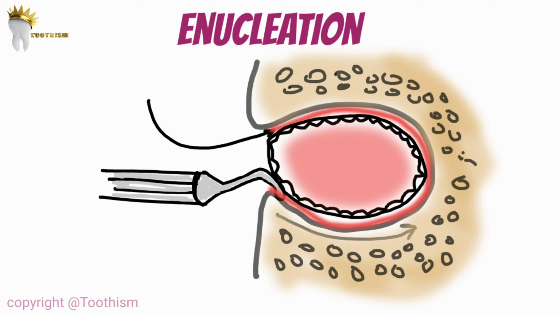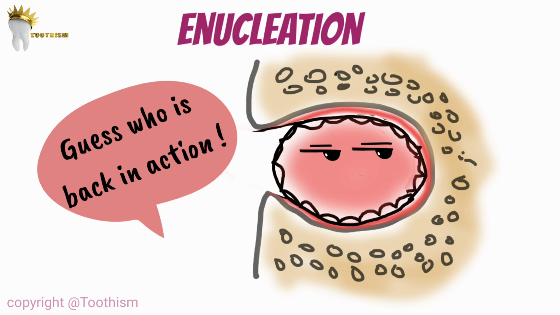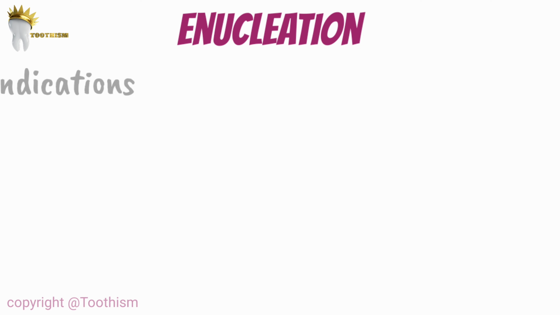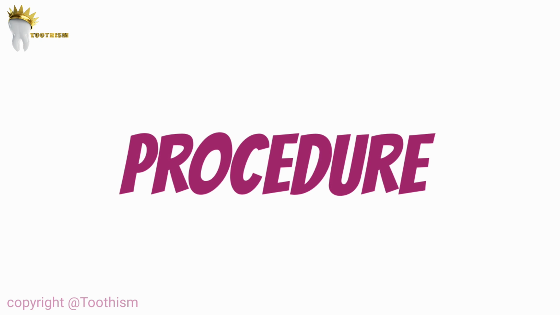It's good to get it out in one piece because if the cyst wall gets ruptured, there is a high chance that some of the cells will be left behind and these cells will again proliferate or grow and make a new cyst. So that's why when we remove it in one piece, we can be sure that we have not left behind any part of the cyst. Enucleation can be done for removal of all of the cysts of the jaw that can be safely removed without sacrificing adjacent structures. Let's see how it's done.